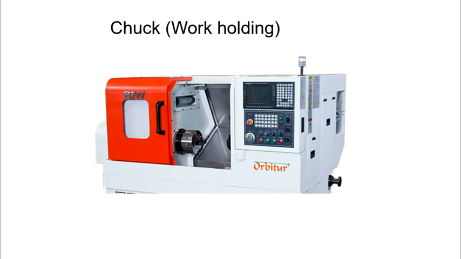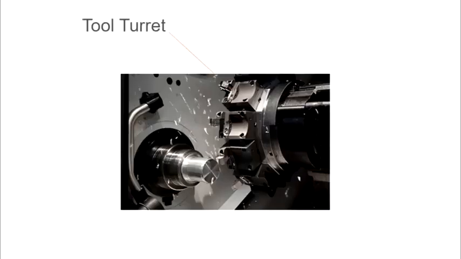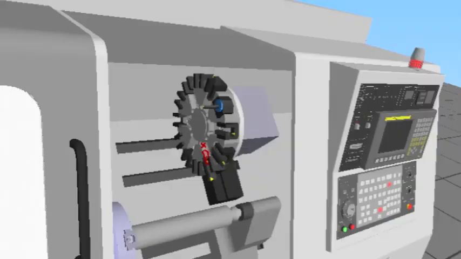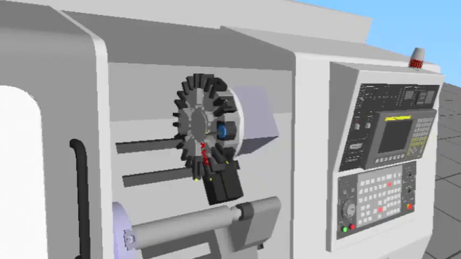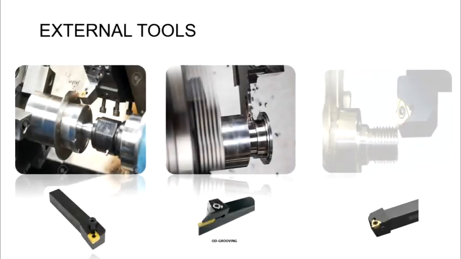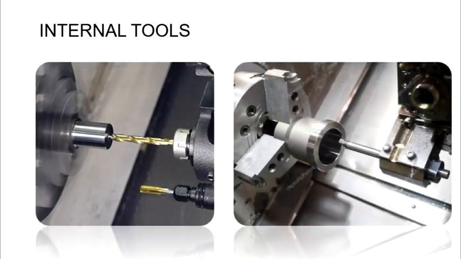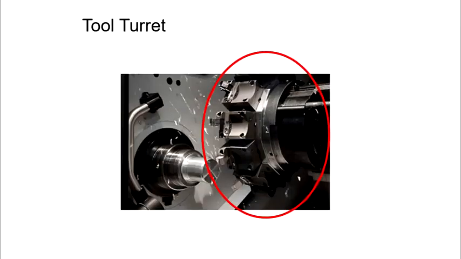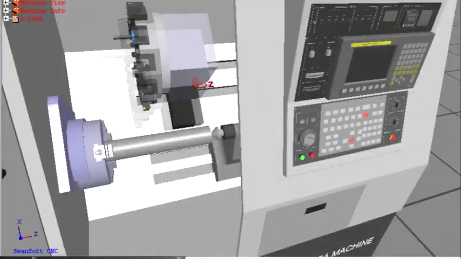Now we look into another important part of a CNC lathe, that is the turret. The turret is a tool carrying element in which we can store multiple tools required to perform various operations. The turret can be loaded with external tools such as turning, grooving, threading and more, and also internal tools such as drill, boring bar and more. Normally the turret has two axis movement, X and Z.